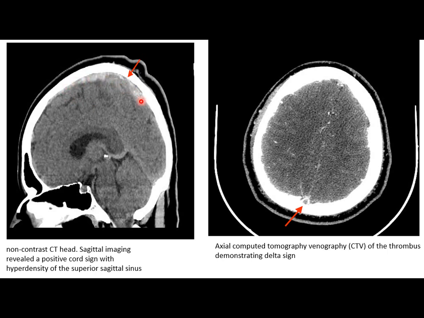We said without contrast, the blood will be dense. With contrast, it will be hypodense. And this is with contrast. You can see the filling defect here, and this we call the empty delta sign. Okay.